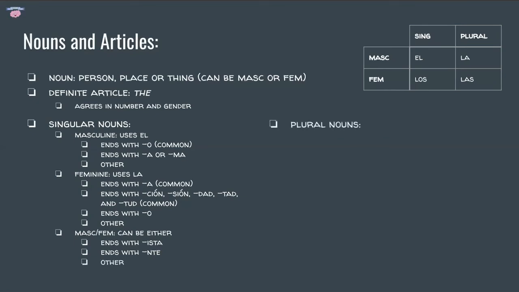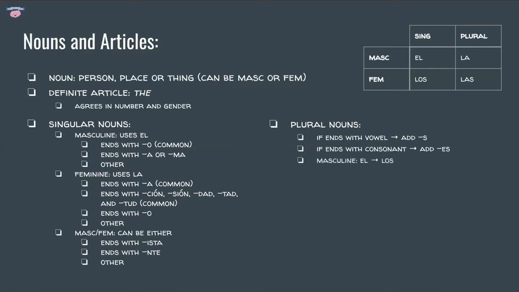Now, plural nouns. How do you make nouns plural? So if it ends with a vowel, you add an S to the end. For example, el mundo becomes los mundos. If it ends with a consonant, add es. So la mujer becomes las mujeres.